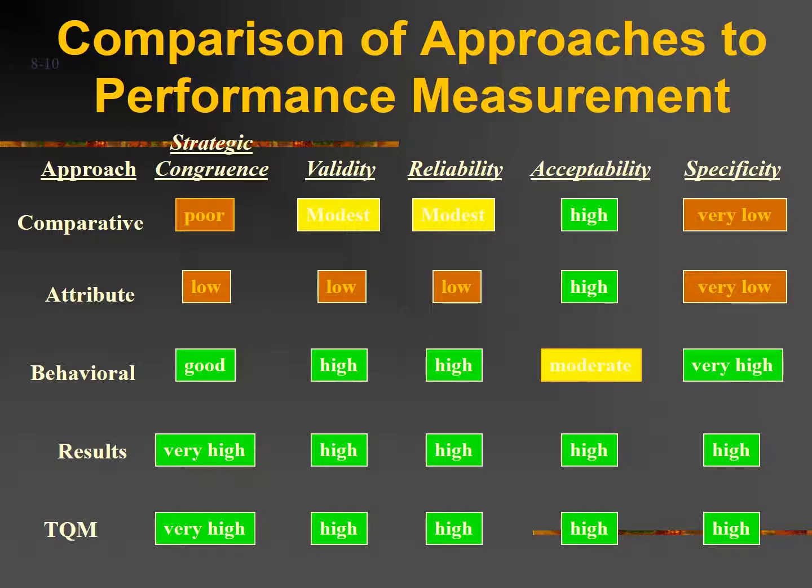So I wanted to put this slide up just because when we're talking about measuring performance approaches, our measurement tools are these 5: strategic congruence, validity, reliability, acceptability, and specificity. When you have to evaluate any performance management system or measurement tool, we would ask that you look at those things to make an evaluation as to whether you consider them poor, high, or medium, and so make an assessment of how you consider that performance approaches measure up.